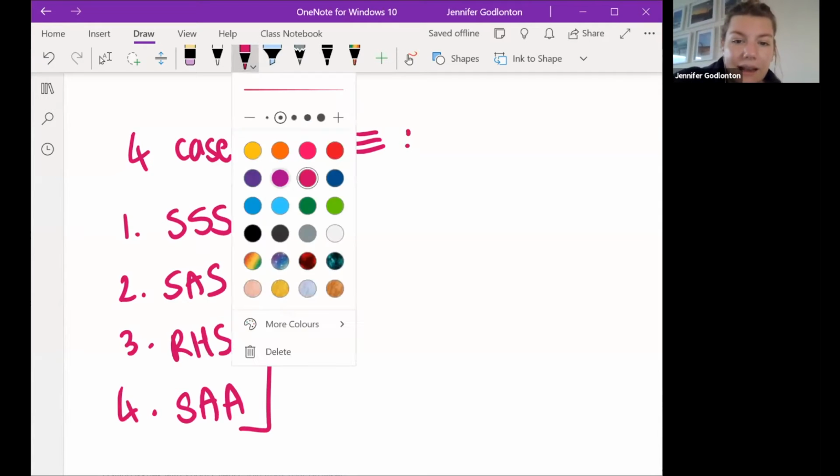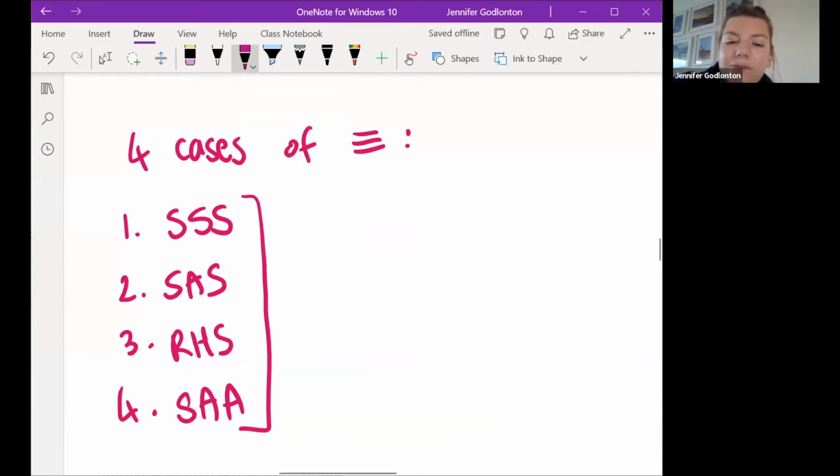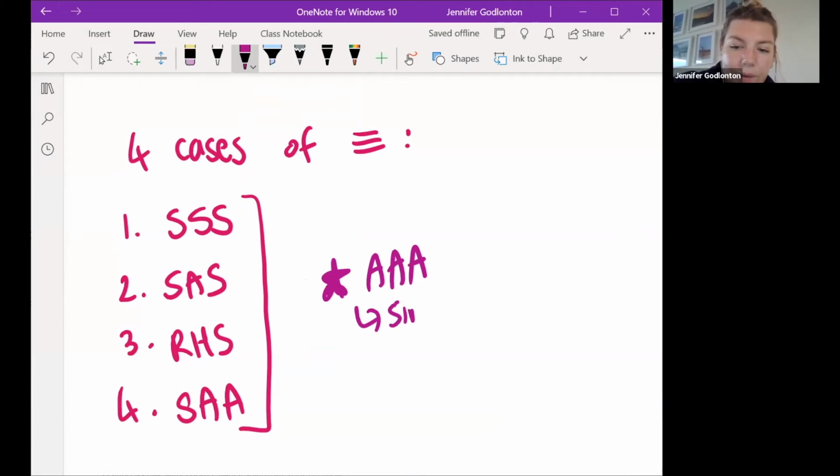Exactly. Okay, now this question, they love to throw this question into tests and exams to try and trick you. AAA is not a case of congruency. It is only for similarity. Because triangles can have the same angles as each other, but they aren't necessarily the same size. And so if we're using AAA, that's a case for similarity. It's not a case for congruency. But they love to ask this question because people fall for it every time. So just be careful. That's not congruency. That's only similarity.